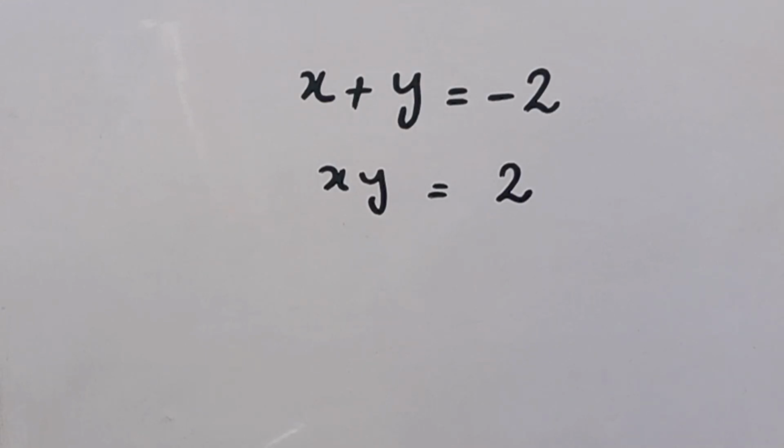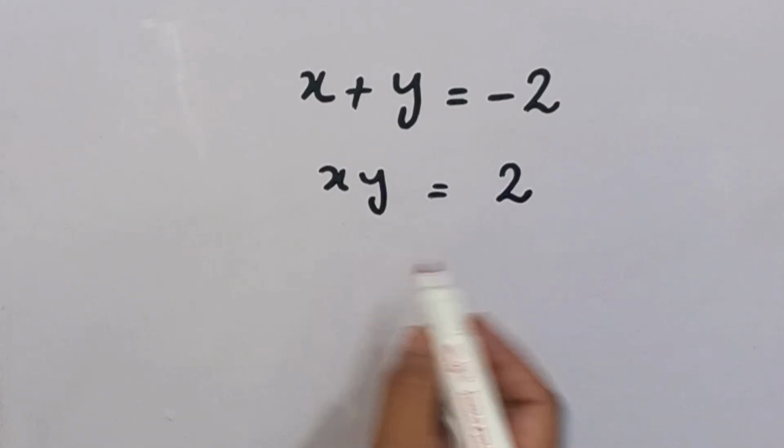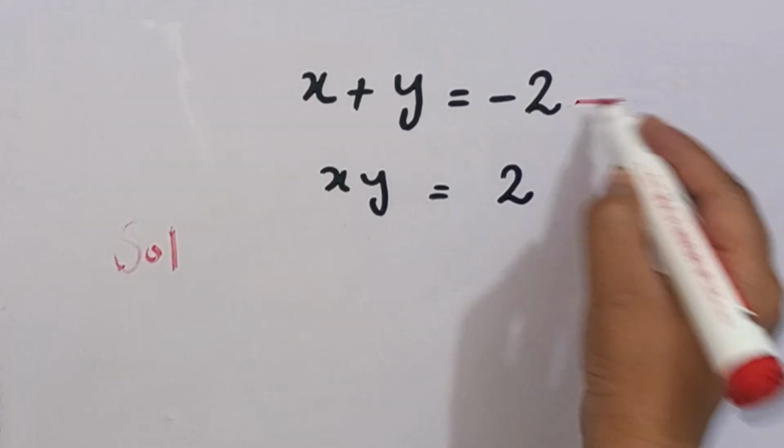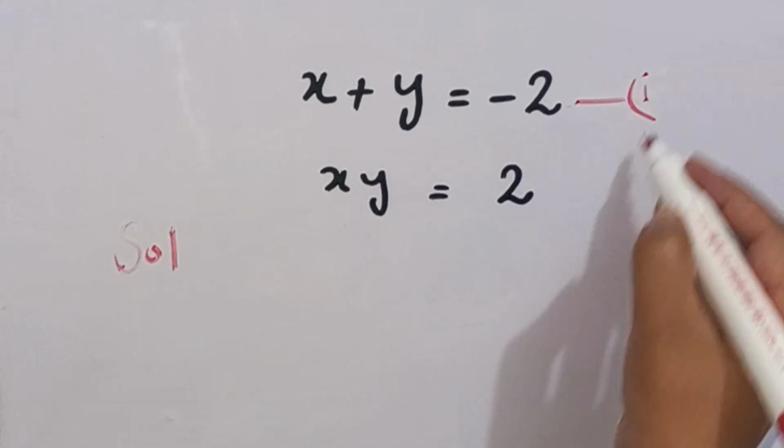Hello everyone, let's try to solve this question. We have x plus y equal to -2, and the product of x and y equal to +2, and we find the value of x and y. So let's start.